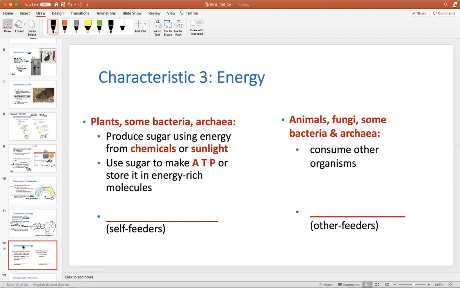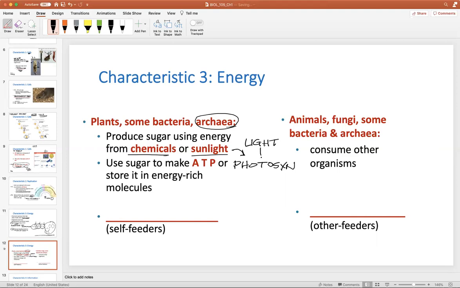Now, in thinking about how cells get that energy, different types of cells have different strategies for getting this energy. So plants, some bacteria, and a group of prokaryotes called archaea, which if you haven't heard of, we'll talk about some more later, produce sugar using energy from chemicals or from sunlight. You've probably heard of photosynthesis, right? And I'm just going to abbreviate that, photosyn, because it takes me a while to use my tablet to write. So you've probably heard of photosynthesis, and you know that that's the business of taking light energy and making it into chemical energy of ATP, right?